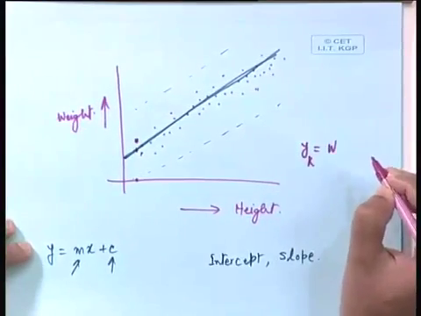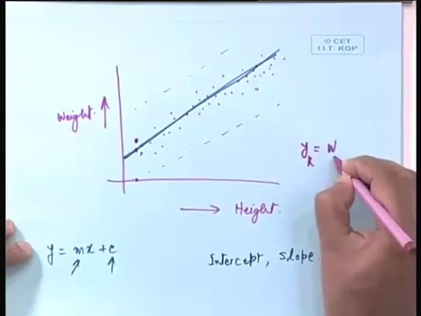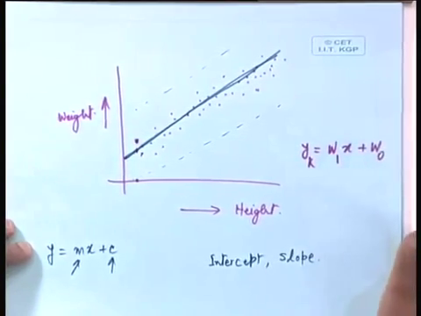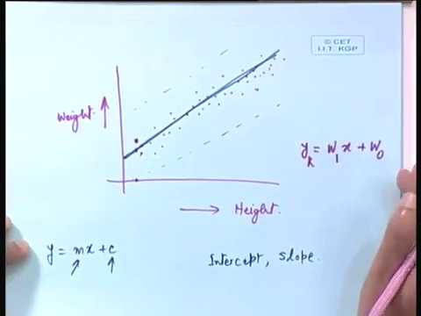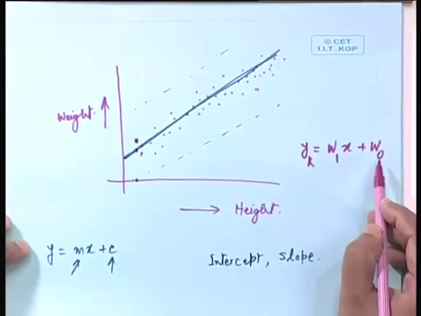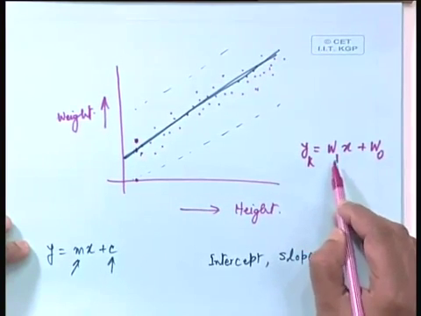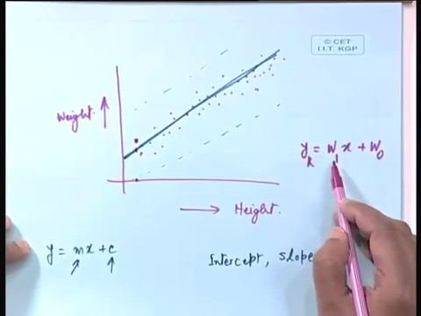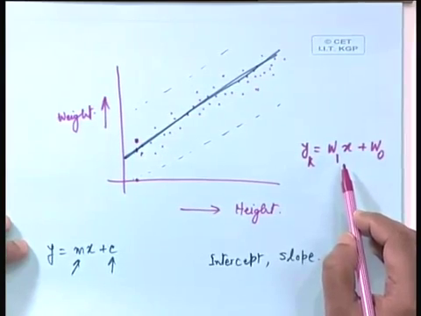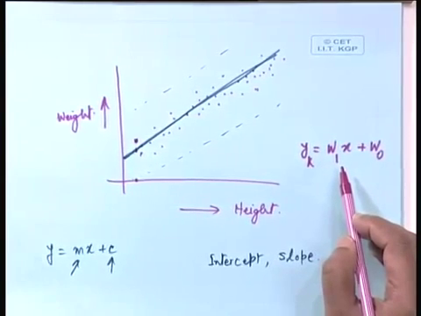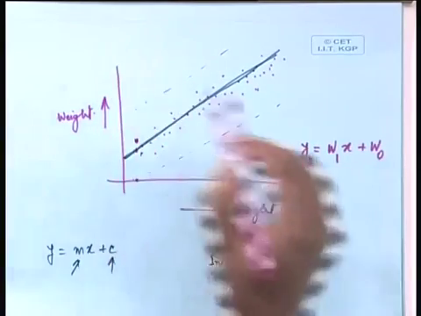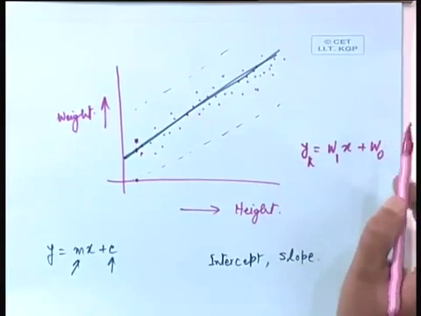Yk will be equal to w1x plus w0. If I write it in this form, what does that mean? Then w0 indicates the intercept and w1 indicates the slope. What is x? x is the input to the system. What is the input? The height. We are seeing the person's height, and against that we are plotting the weight.